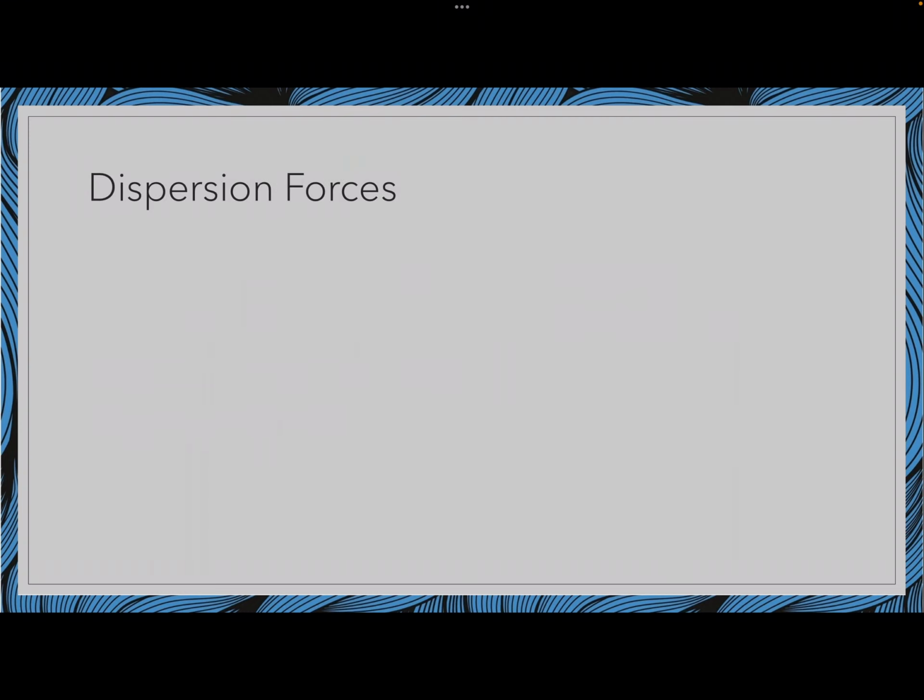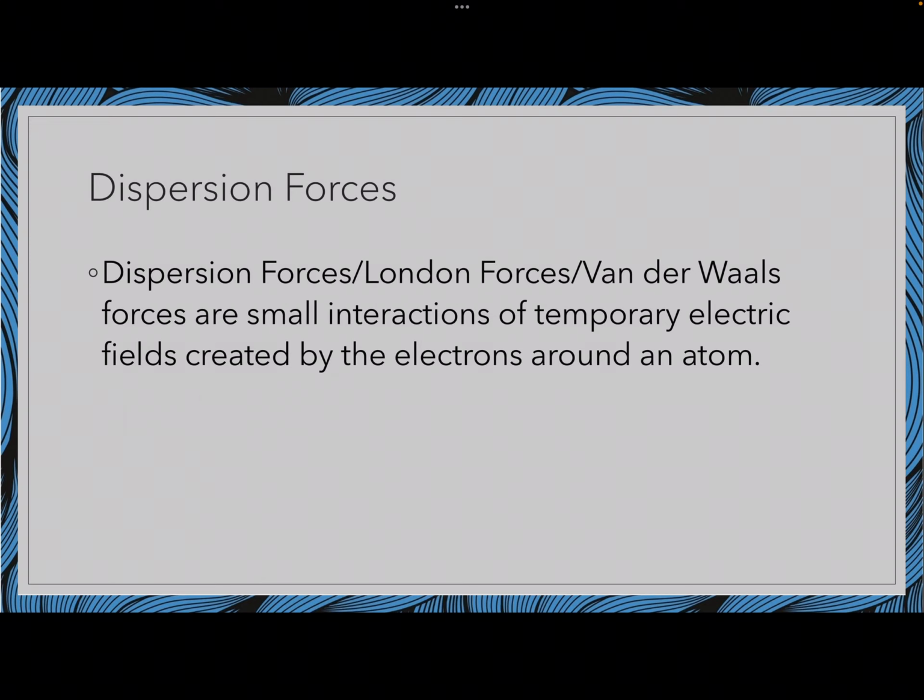So let's start with dispersion. Dispersion forces, also called London forces and van der Waals forces, are small interactions of temporary electric fields created by electrons around an atom. Basically, we have electrons in orbitals. By chance, all of the electrons could build up on one side of the atom for a brief period of time. So we could get this partial positive, partial negative charge within the atom, or within the molecule, sorry. It's temporary, but it exists.